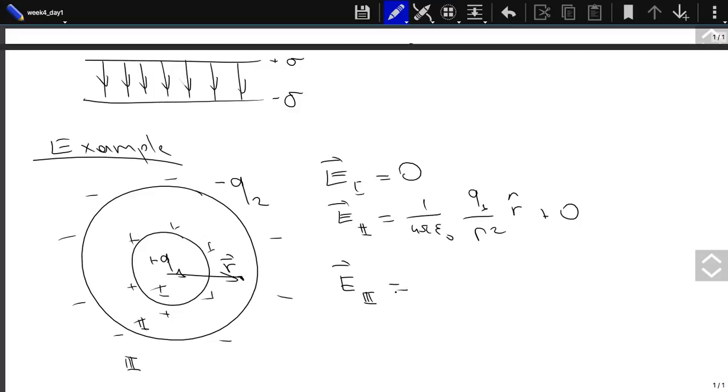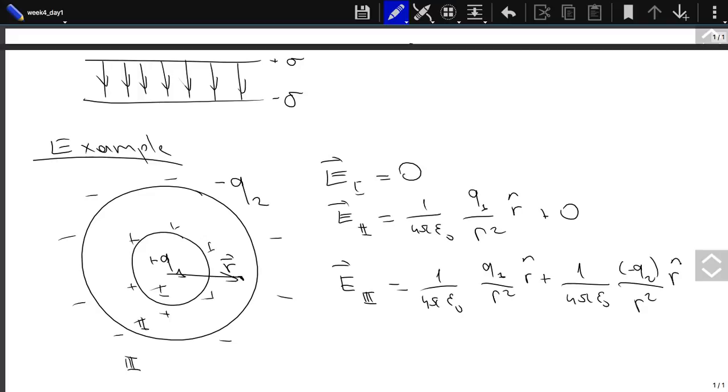Now the electric field in region 3. I'm somewhere here or here. I'm outside both of these shells. So the electric field created by the inner shell will be just as if it's a point charge, 1 over 4 pi epsilon 0, Q1 over R squared in the R hat direction, plus I'm also outside the second shell, so it will also behave like a point charge. So it will be 1 over 4 pi epsilon 0, minus Q2 over R squared, R hat.